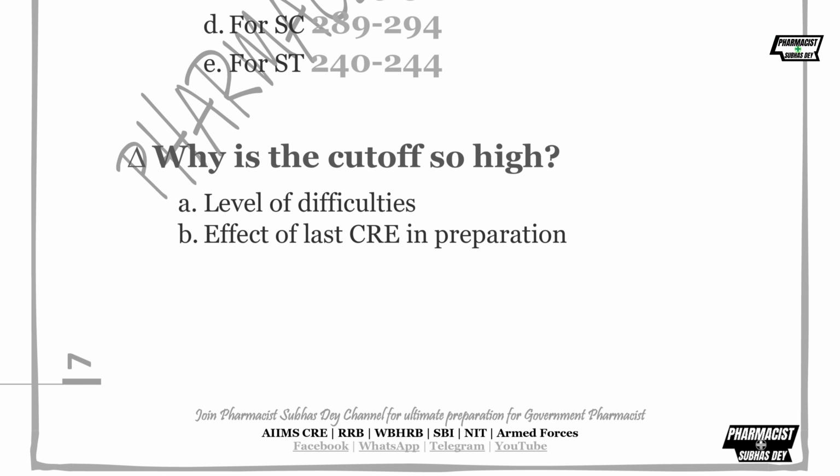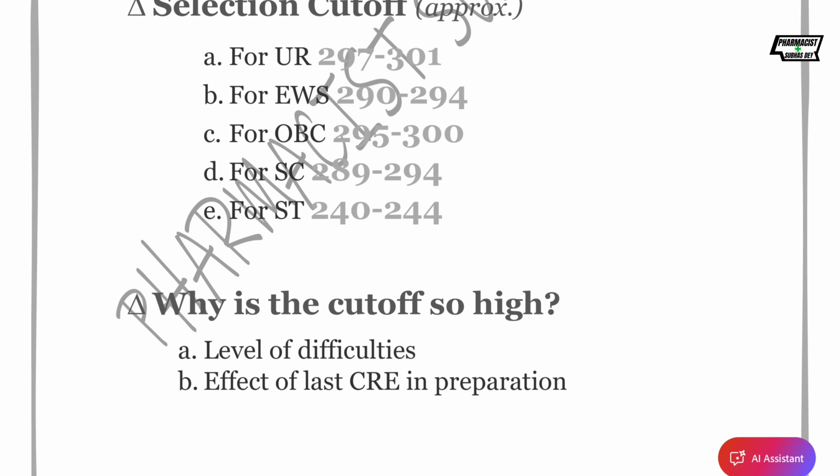That's why last time's cutoff also came down to 220. That was the last person who got selected; he got posted in ESIC Jammu, I guess, as far as I can remember. So it came to 220, and this CRE, I'm predicting the cutoff will be 297 to 301. So this was one of the biggest reasons for it going this high.